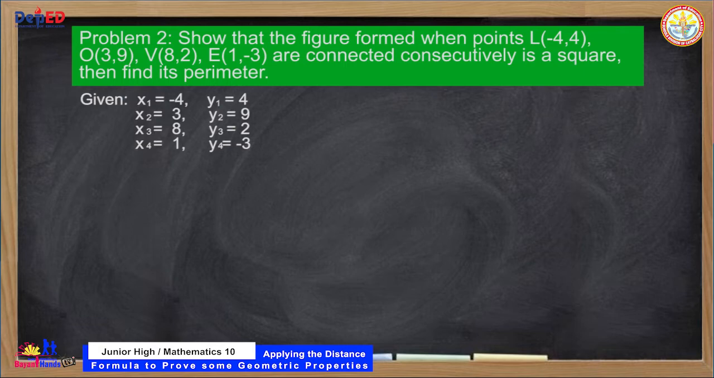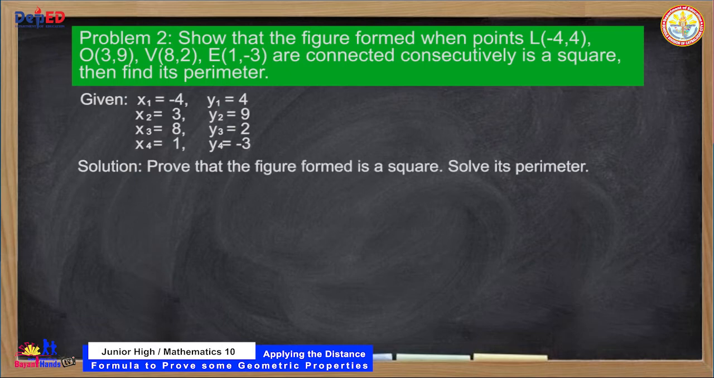x sub 2 is equal to 3, y sub 2 is equal to 9, x sub 3 is equal to 8, y sub 3 is equal to 2, x sub 4 is equal to 1, and y sub 4 is equal to -3. In this problem, we are going to prove that the figure formed is a square. Then we need to solve its perimeter. To do this, we need to undergo 3 important steps.